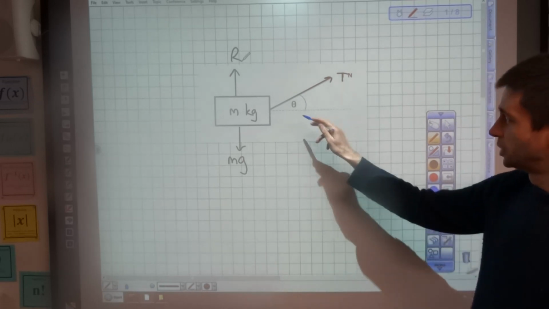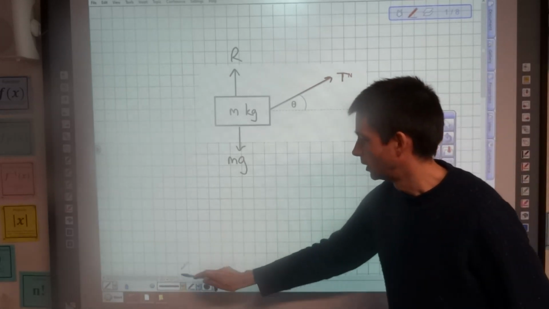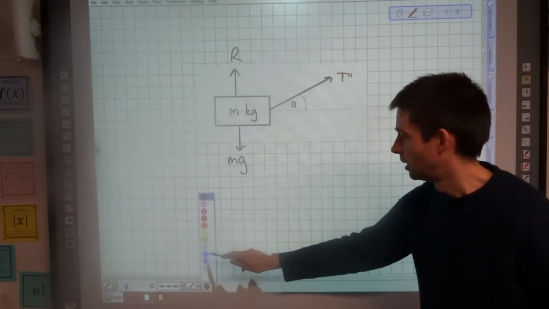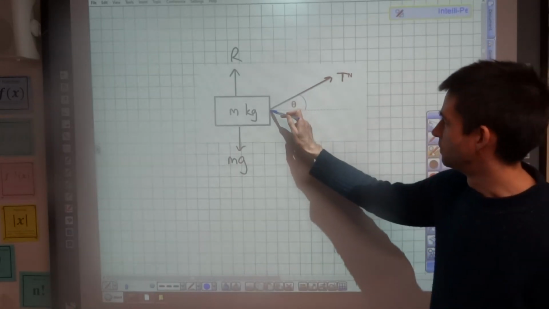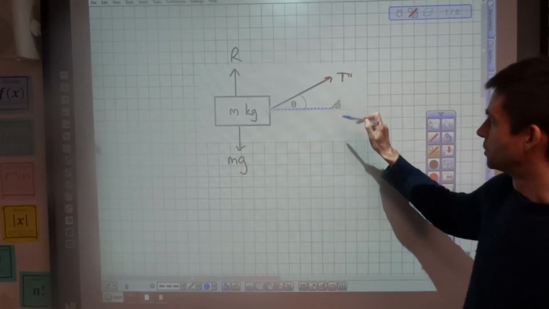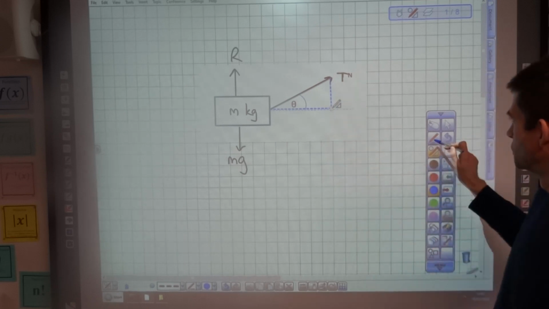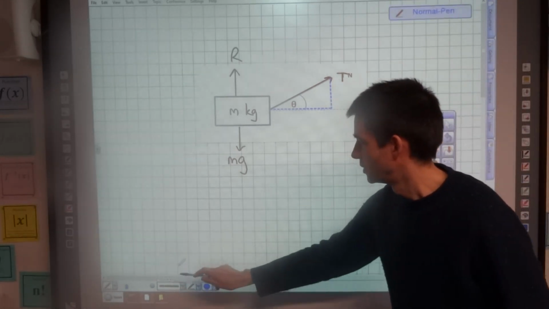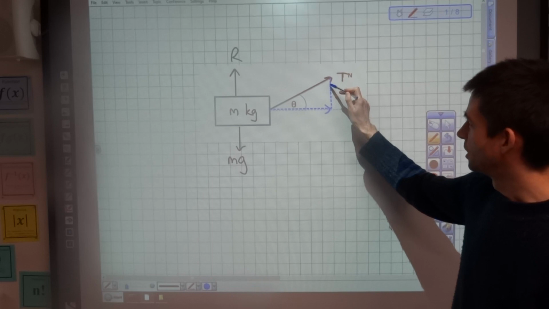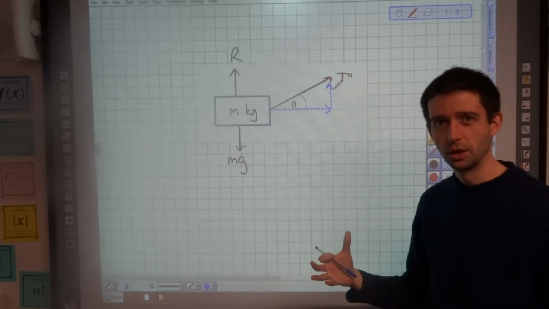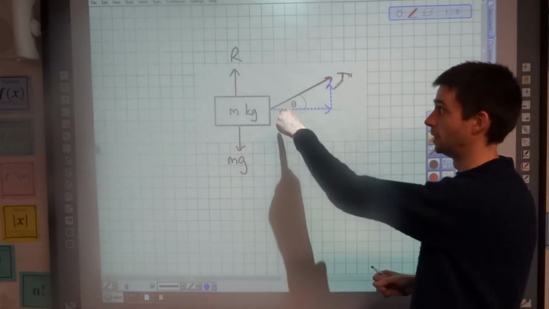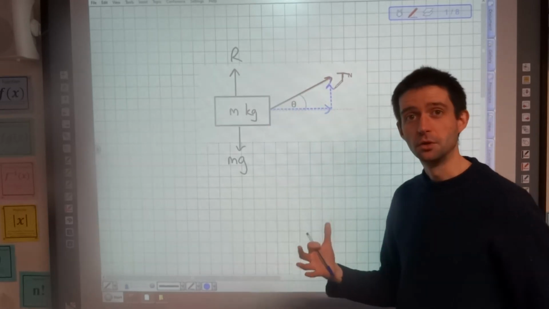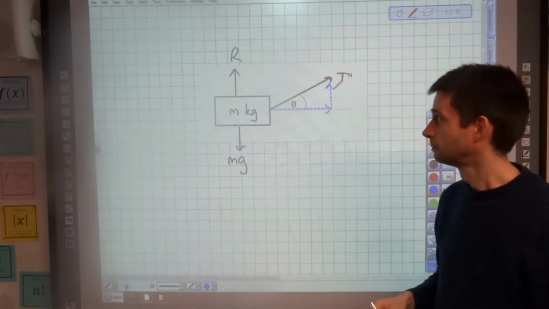So what I'm going to do is draw in component arrows, which are the horizontal and vertical components of this force. There's the horizontal one, and in there goes the vertical one. I draw these with dashed lines to show that they are different to the force itself. They are the components of it, horizontally and vertically.